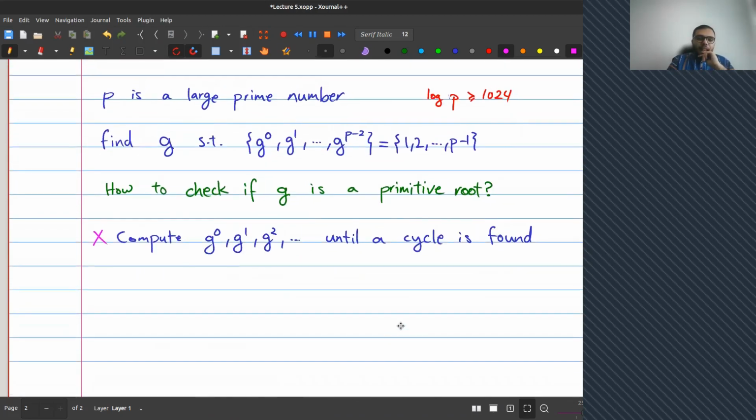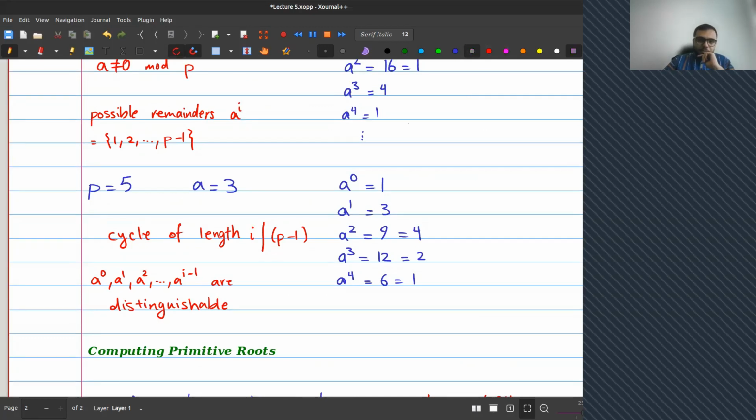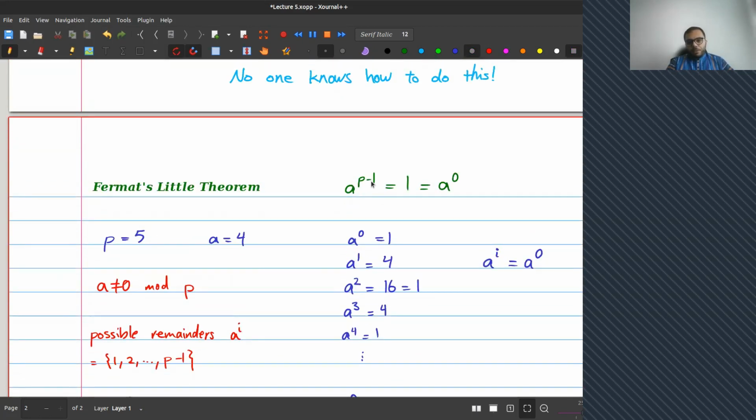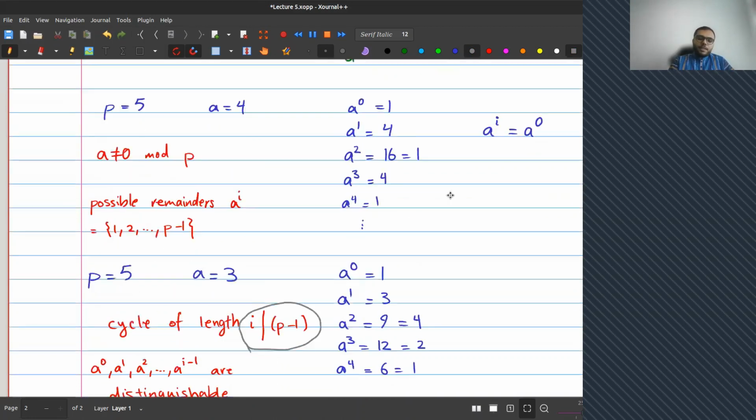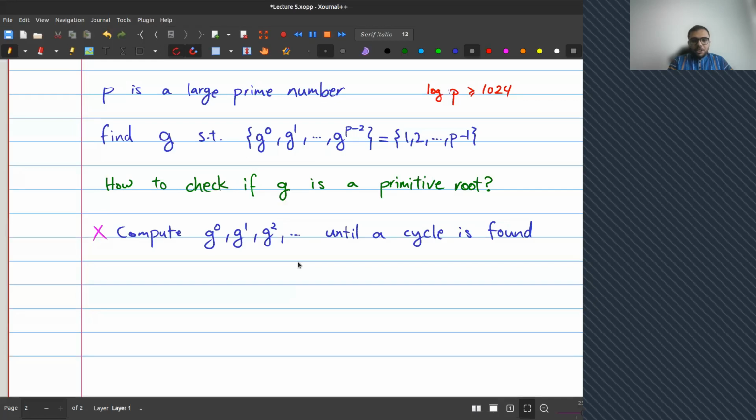Okay. Now, the way I actually check if a particular number G is a primitive root is using this idea here. So you see, Fermat's little theorem tells me that a to the power of p minus 1 is equal to a to the power of 0, which means that whenever I have a cycle, the length of my cycle is going to be a divisor of p minus 1, right? So if I have this number g, and I'm not going to actually compute all the powers of g, but let's just think about it mathematically. I would find a cycle, right? And this cycle might be very long, so it's not feasible to actually compute it. But the length of this cycle would be a divisor of p minus 1, okay?